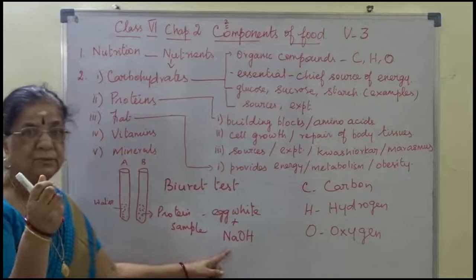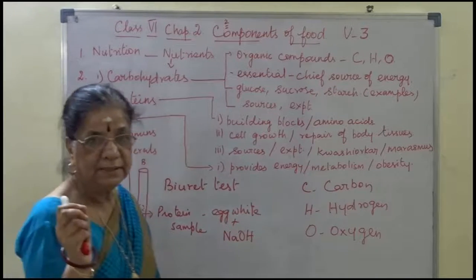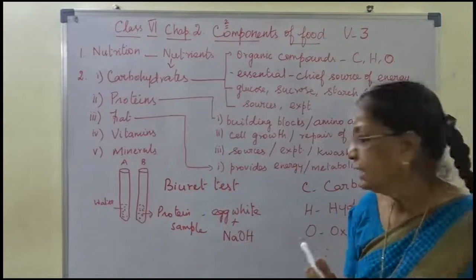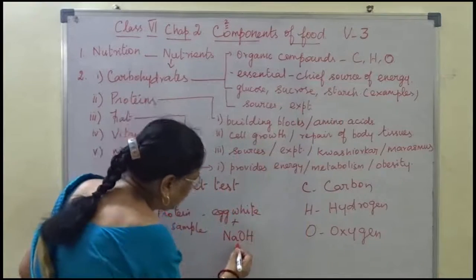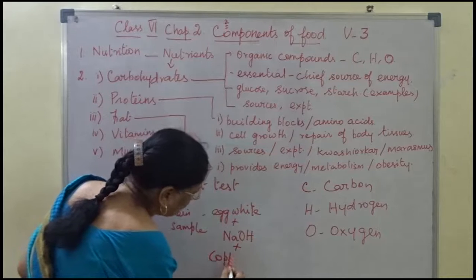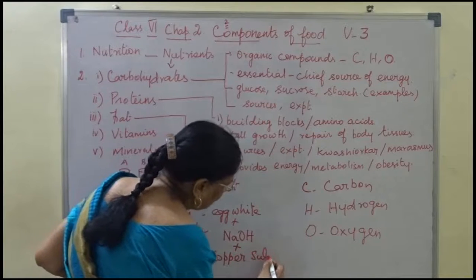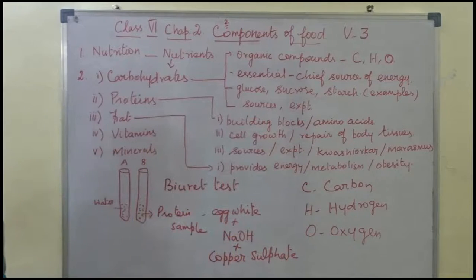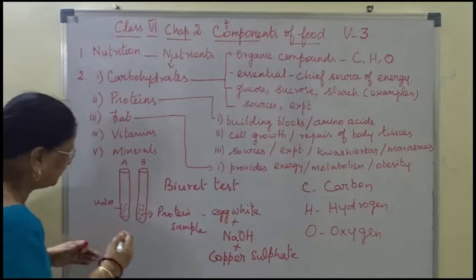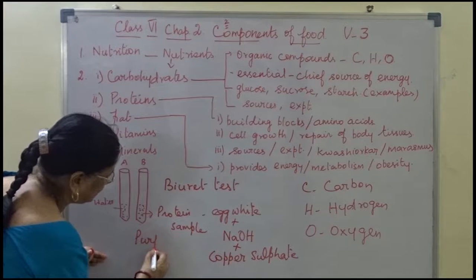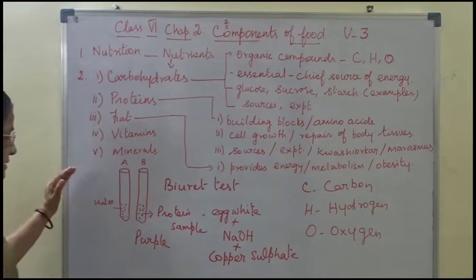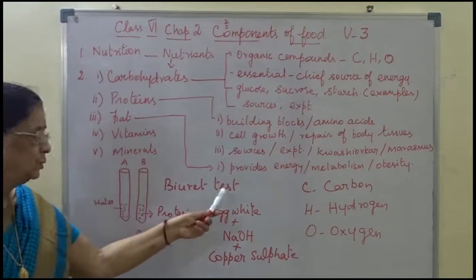When you add NaOH, it becomes a clear solution. சரியா? Until then you keep adding NaOH. Then you add copper sulfate solution drop by drop. It will give a purple color precipitate. I hope you understand. So this is the test for protein, the Biuret test.